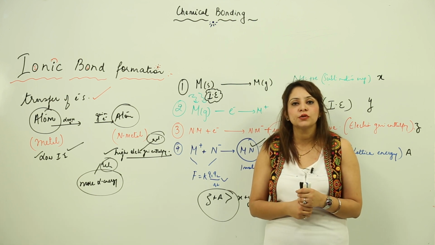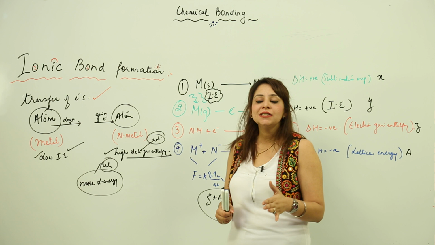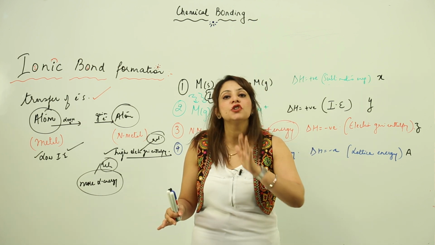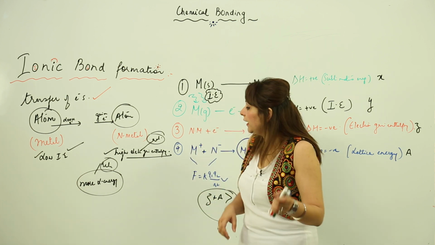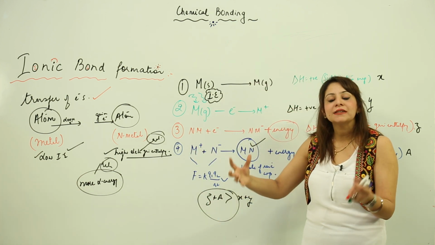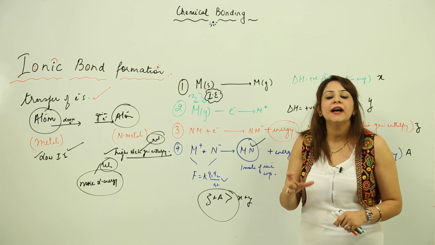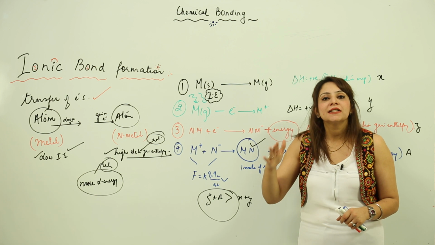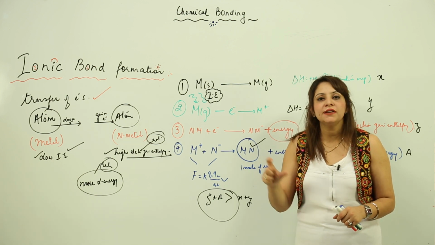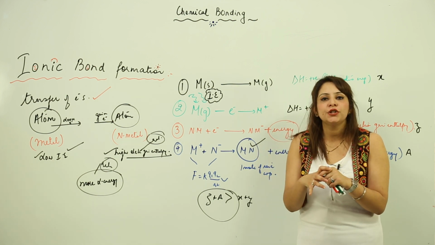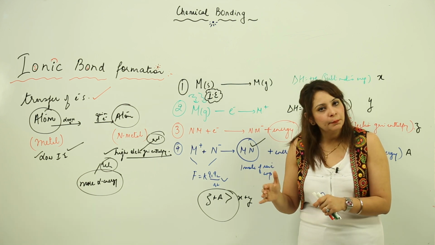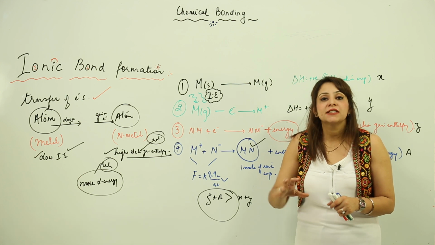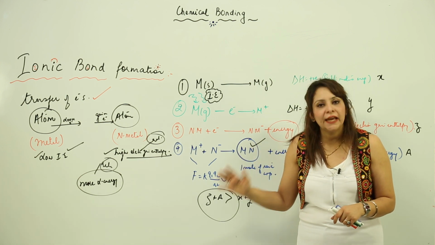Now, if somebody asks you for the technical definition of lattice energy, what are you going to say? You are going to say that lattice energy is the amount of energy released when the positive and negative ions combine with each other to form 1 mole of ionic compound. I repeat, it is the amount of energy released when the positive and negative ions combine to form 1 mole of ionic compound. So the delta H, the lattice enthalpy, is released, so delta H is negative in this case.